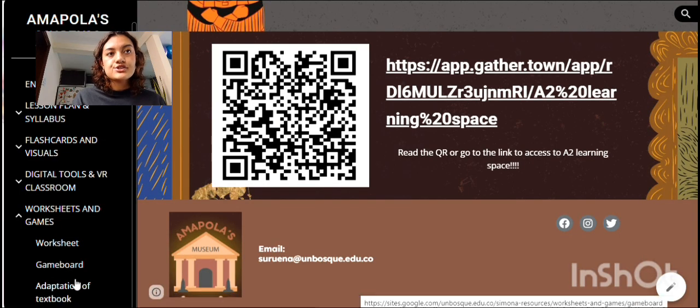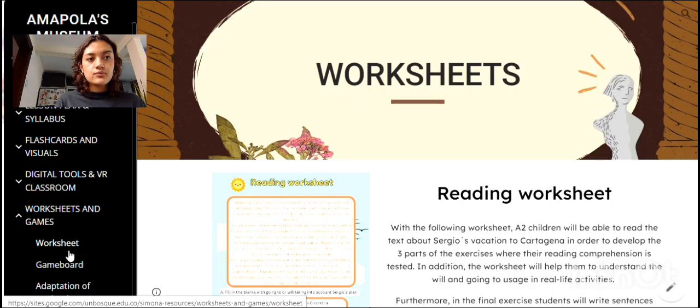Finally, we're going to find the section called Worksheets and Games, where we're going to find three materials: worksheets, game board, and adaptation of textbook. In this section of worksheets, we're going to find two.